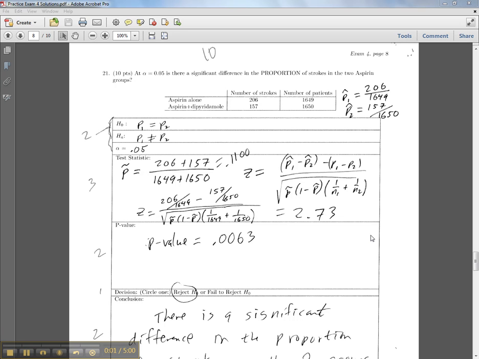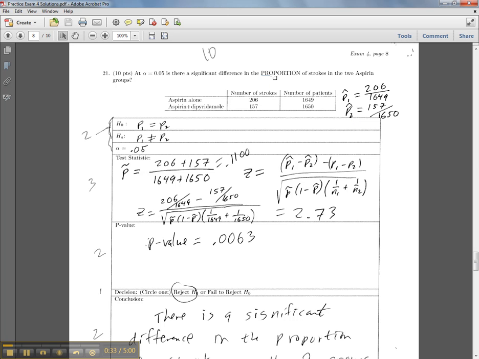All right, number 21 for the practice exam, for the fourth practice exam. It's the last write-up question. It says at alpha level 0.05, is there a significant difference in the proportion of strokes in the two aspirin groups? If you're not reading the question, some of you might foolishly, because you recognize the table, want to plug it into a matrix and calculate the chi-squared statistic.